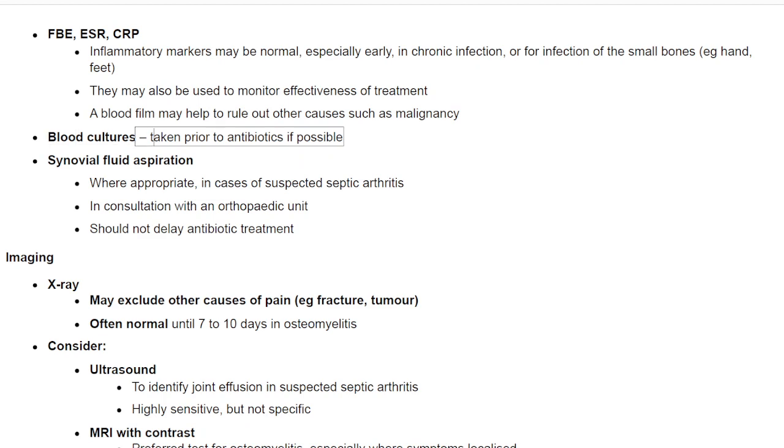Blood cultures. Taken prior to antibiotics if possible. Synovial fluid aspiration. Where appropriate, in cases of suspected septic arthritis. In consultation with an orthopedic unit. Should not delay antibiotic treatment.